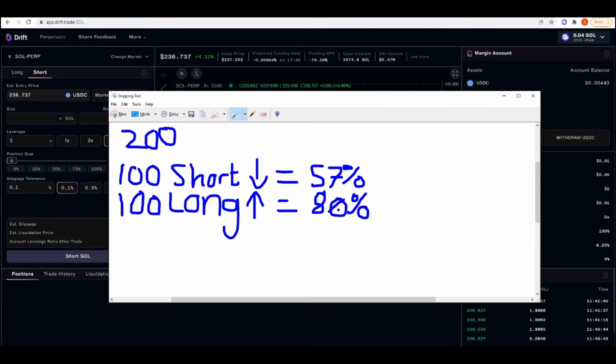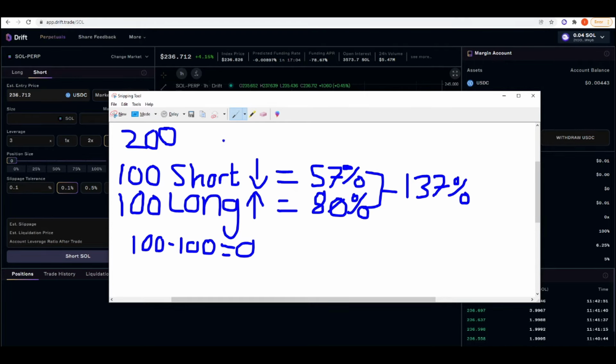So effectively what you've done here is create a delta neutral position because your $100 worth of long and your $100 worth of short have cancelled each other out. So 100 minus 100 is of course 0. You have a delta of 0, meaning that you have 0 price exposure to where Solana goes in the long term. And to calculate how much yield that you'd receive by doing this, we're going to add these two numbers together. So that's 137%. So you're getting 137% a year on $200 worth of stablecoins, essentially.